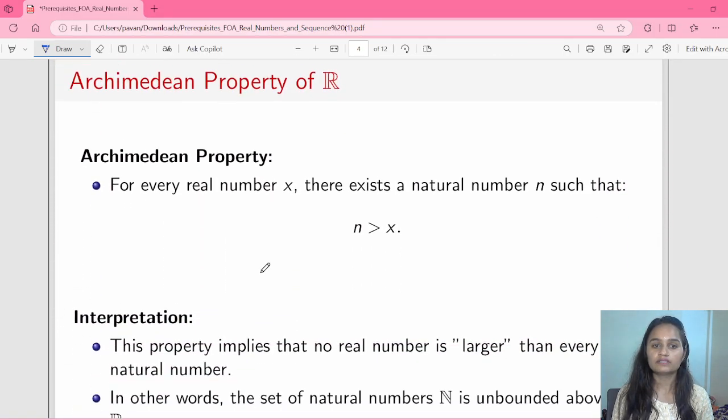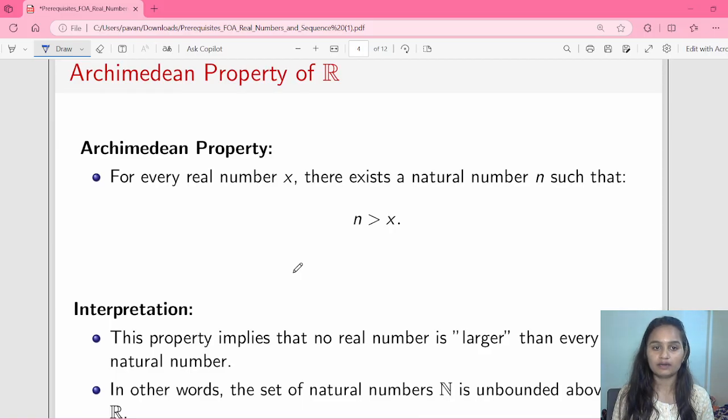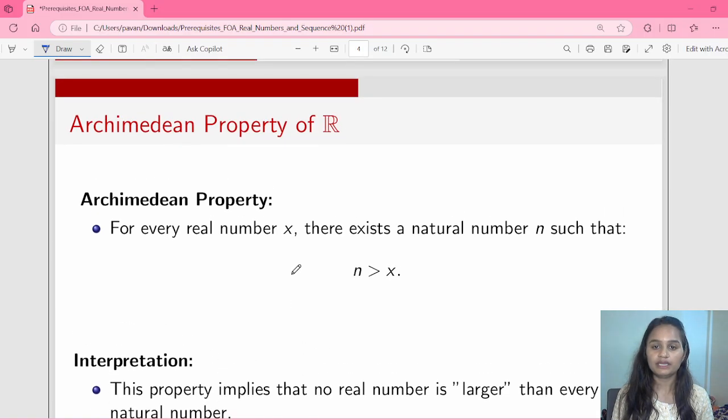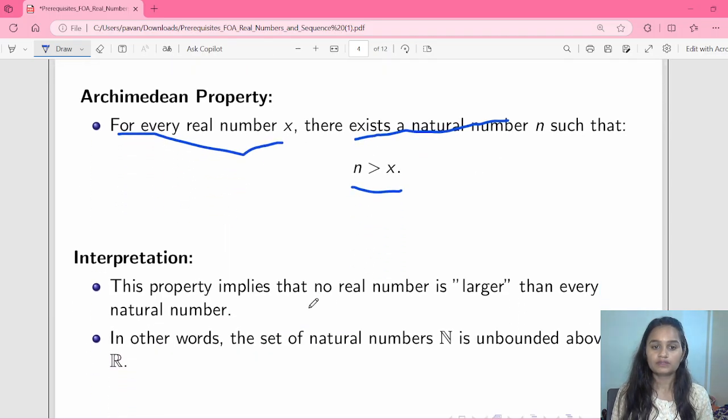We also have something called Archimedean property in R. What is the Archimedean property? It shows the infiniteness of the natural numbers. You know, natural numbers are infinite. For any real number you give, I can give you a larger natural number. That is Archimedean property. See here, for every real number x, there exists a natural number n such that n is greater than x. Okay. So this property we need many a times to prove some theorems.